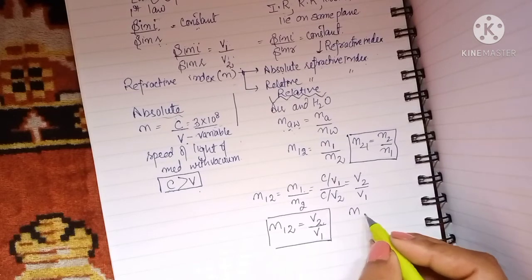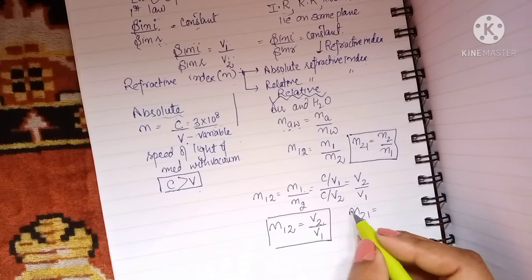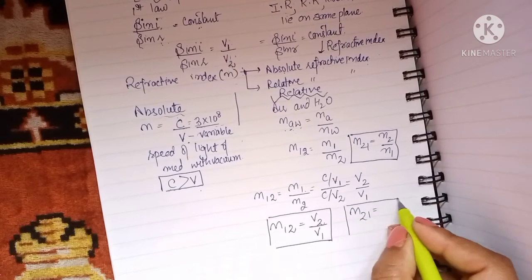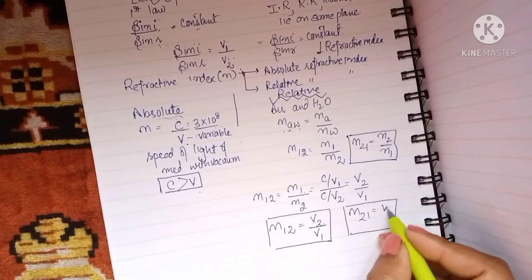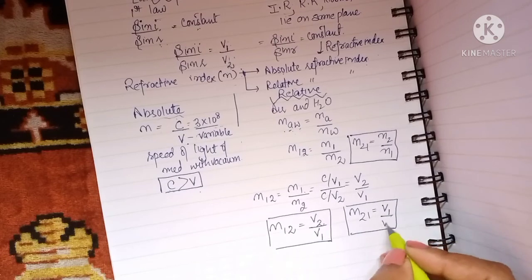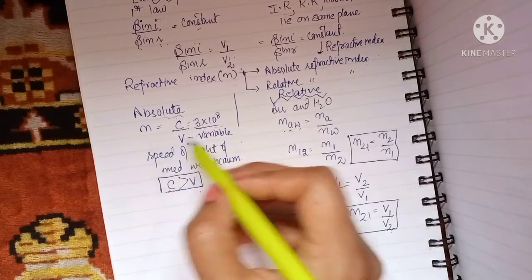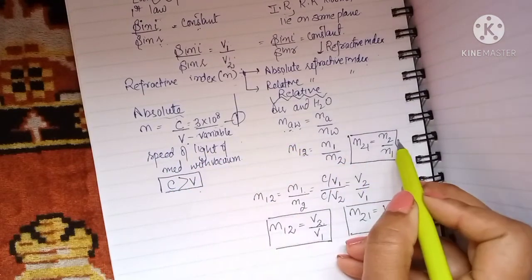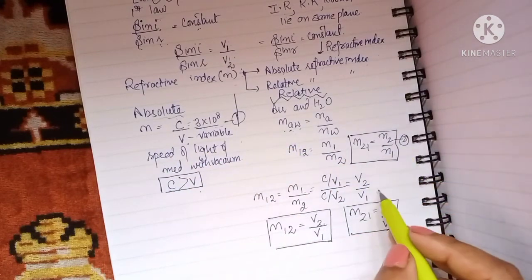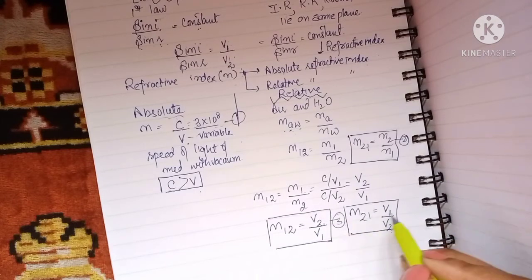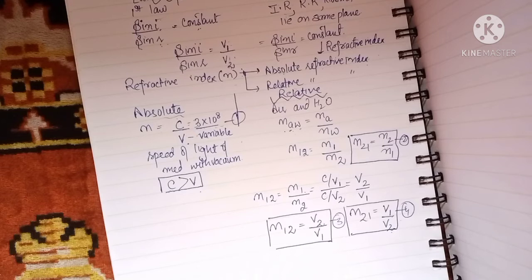Similarly, if you want to write the refractive index of the second medium with respect to the first in terms of velocity, then what would it be? It would be the velocity of 1 to the velocity of 2. So they basically have four formulas. First one is this, second one is this, third one is this, and the fourth one is this. These formulas you should remember. This is the way you have to calculate the refractive index for a specific medium.